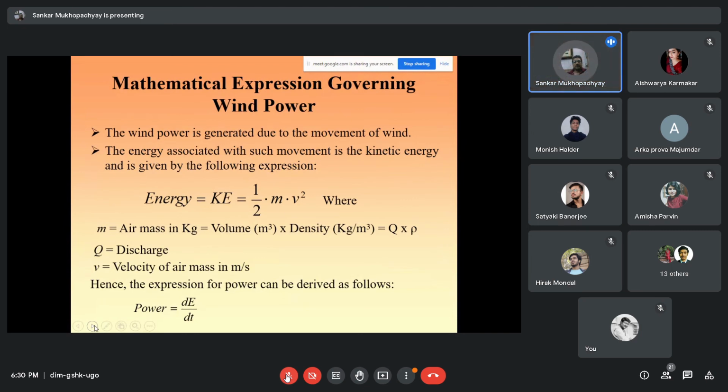Mathematical power is generated due to the movement of wind. Wind power কি করে generated হয়? Movement of air is associated with kinetic energy and is given by the following expression. Kinetic energy is half m v square, v is the velocity, m হচ্ছে mass of air in kg, volume means mass per cube, that means density অর্থাৎ rho into Q, Q হচ্ছে ডিসচার্জ, velocity of air mass in meter per second.